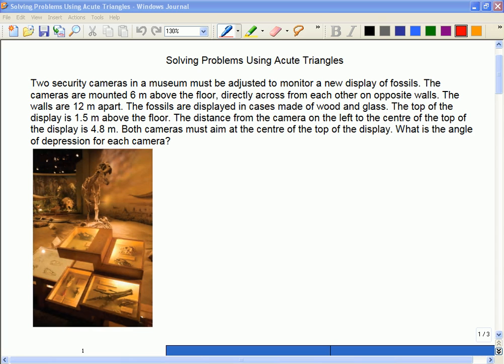They're adjusted to monitor a new display of fossils. The cameras are mounted 6 meters above the floor, directly across from each other on opposite walls. So we've already said a lot there. We want to look back now and see if we can put some of this down on our page. The first thing I notice is it's got cameras that are 6 meters above the floor, and they're directly across from each other on opposite walls. So that's what I'll draw now before I have to read any more into this.